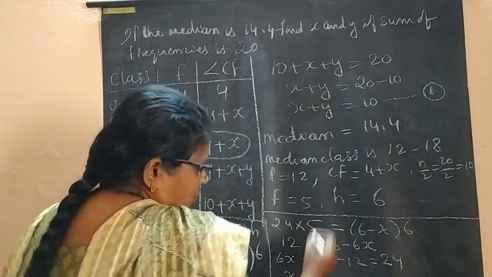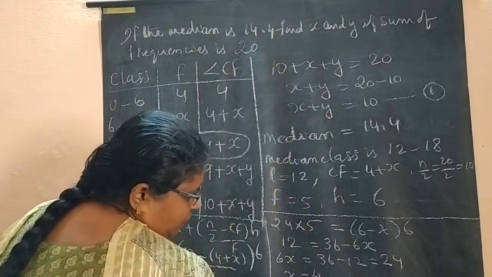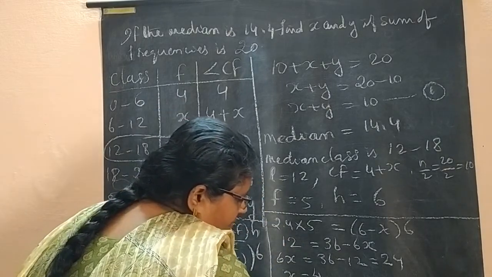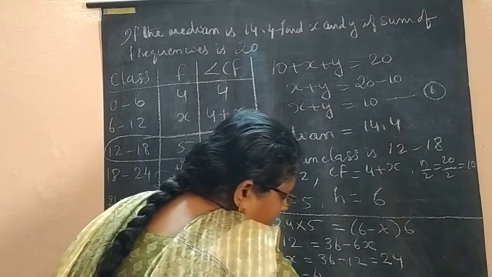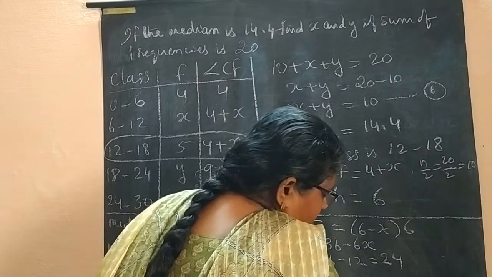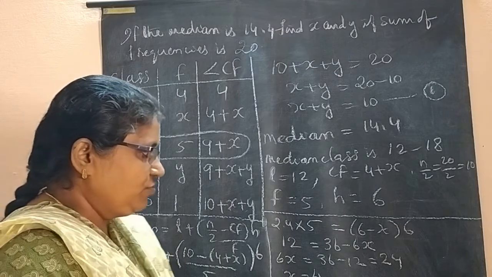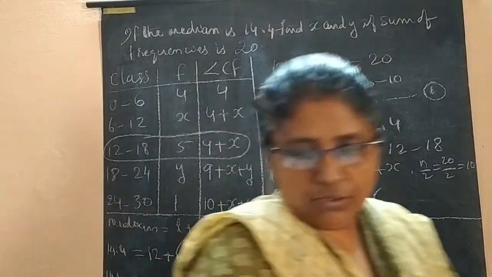That x substitute in 1. So if you substitute in 1, we will get 4 plus y is equal to 10, implies y is equal to 6. So the missing frequencies are x is equal to 4 and y is equal to 6.